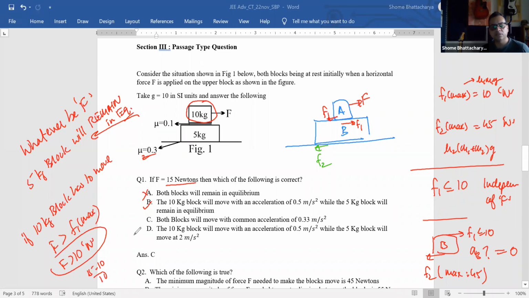Common acceleration is not possible here. Yeah, the answer should be B. Oh, the answer is given as C, is it? Okay, I will get this corrected. This should be B. Just make a correction in the answer key here. I'll get this corrected on the website also.